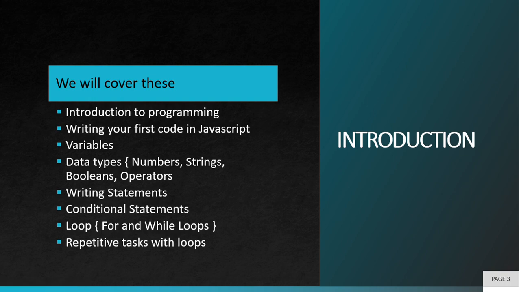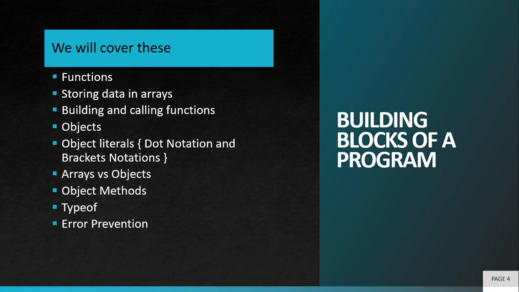Now for the second week, we'll be talking about the building blocks of a program. Here we'll talk about functions. JavaScript is almost all about functions, right? We'll talk about functions, and storing of data in arrays. We'll talk about building and calling functions. Here we'll know how to use functions. We'll talk about objects and object literals. We'll talk about array versus object, how an array is similar to an object, or what the differences are. Here we'll know what arrays are and what objects are, and what the difference is. We'll talk about object methods, different methods in JavaScript.